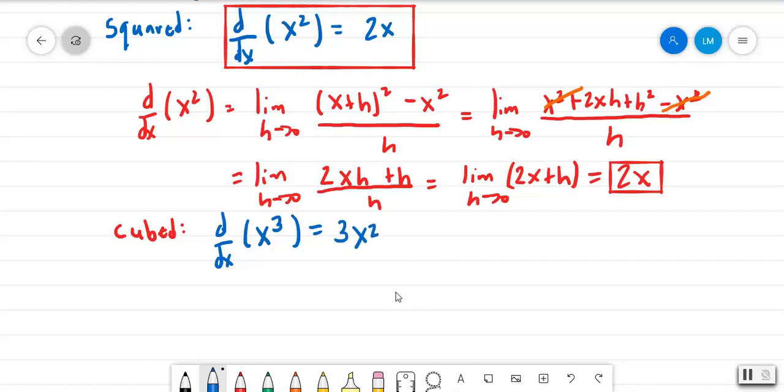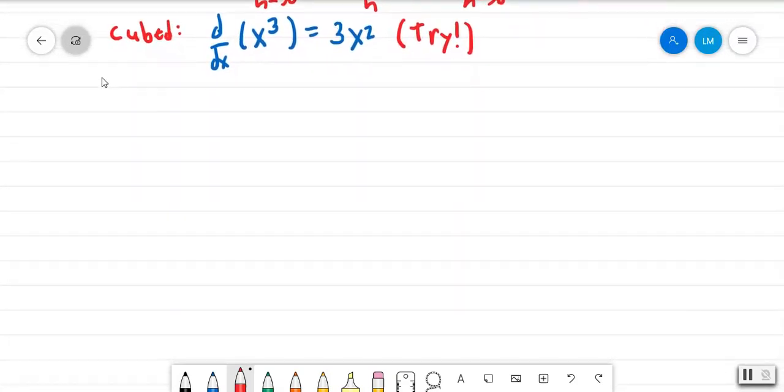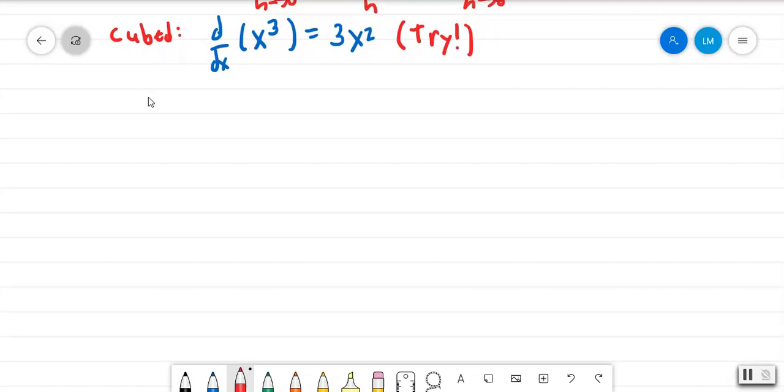Now, okay, so I'll just put that you should try to show that that is 3x squared. You can pause the video if you want. That way you can work out how to find x cubed, and you're going to use the formal definition.